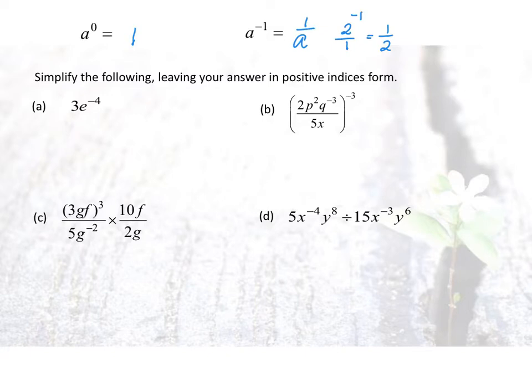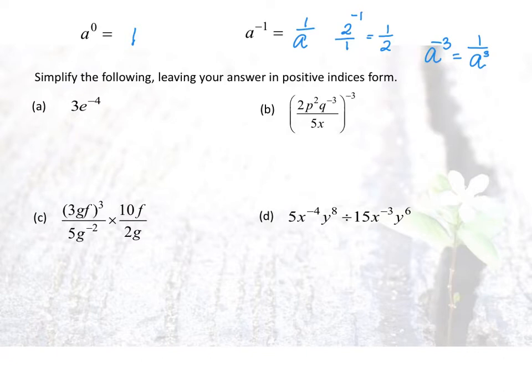So let's say I have a to the power of negative 3, what does this mean? The negative power is telling me that I need to change a to become 1 over a. And the power 3 is meant for a, so I'll get a cubed. 1 over a cubed.